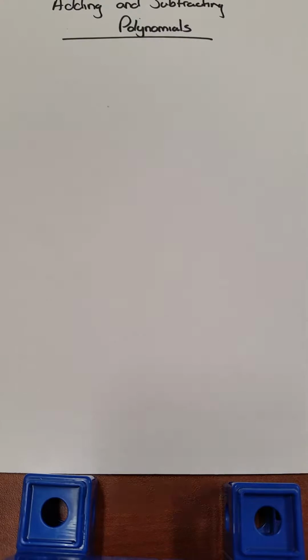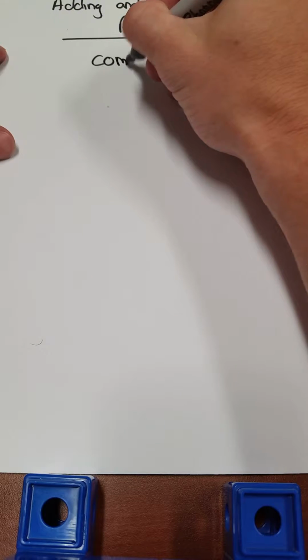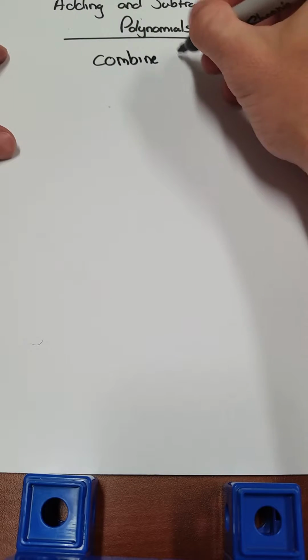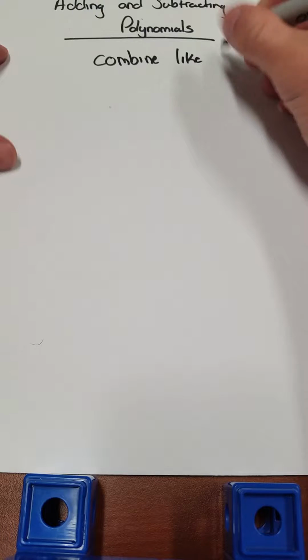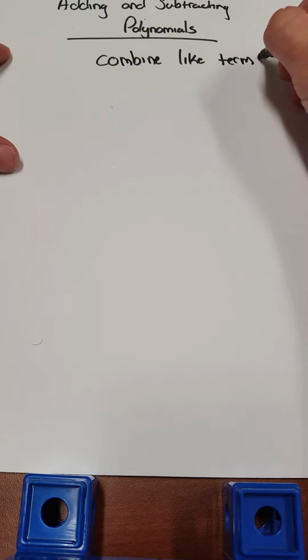Adding and subtracting polynomials. You've been doing this for a while, so I'm not going to spend a whole lot of time looking at this. Basically, you need to combine like terms. So what are like terms?